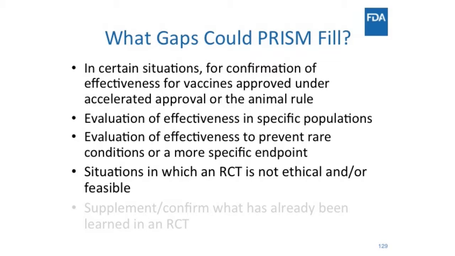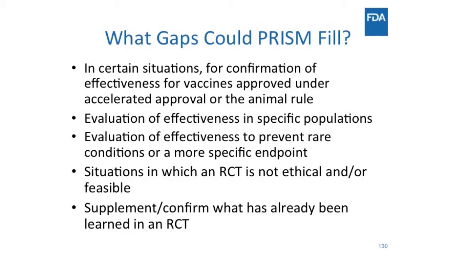There are also situations in which a randomized control trial is not ethical or feasible. And I think with the Ebola vaccine, this question came up, where we had a situation in which essential public health measures, as well as the ethical concerns of conducting a trial, really raised the possibility of what other studies could be done.